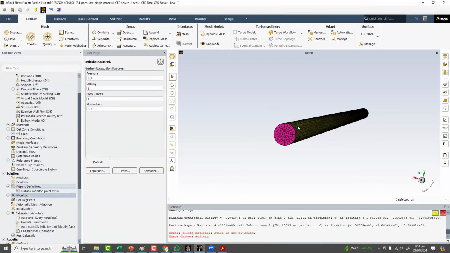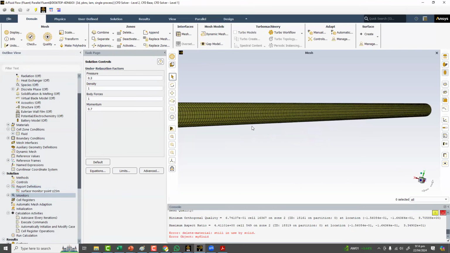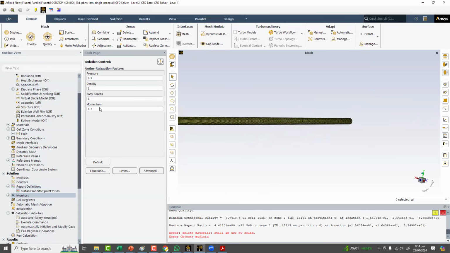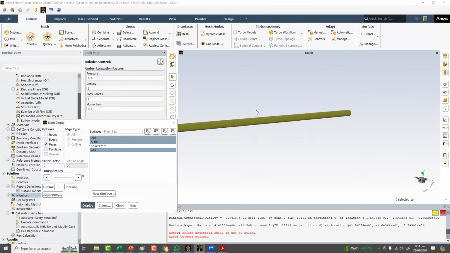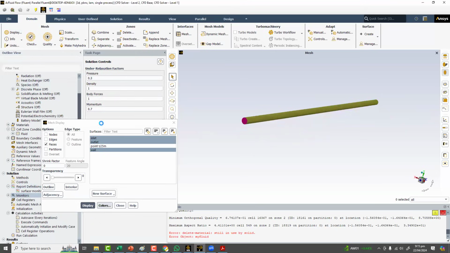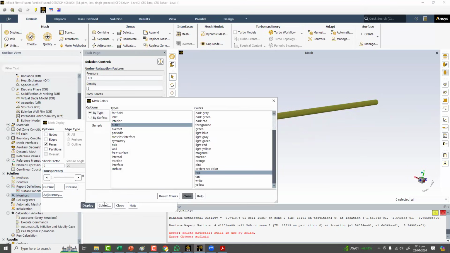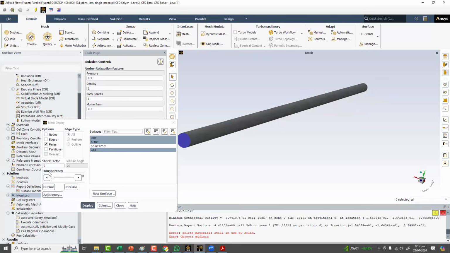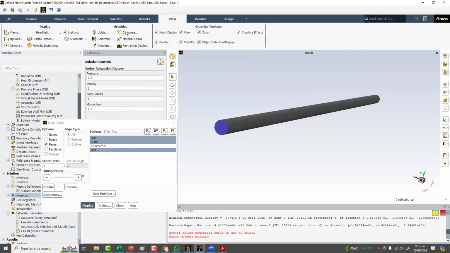In report definition, maybe we can put some point here. So let's say I display my mesh without the mesh lines, and I'm going to choose the colors by type, the default one. Here you can set the transparency, but it will be applicable to all the walls. If you go to the view menu, you can control the transparency of each and every surface separately, one by one.